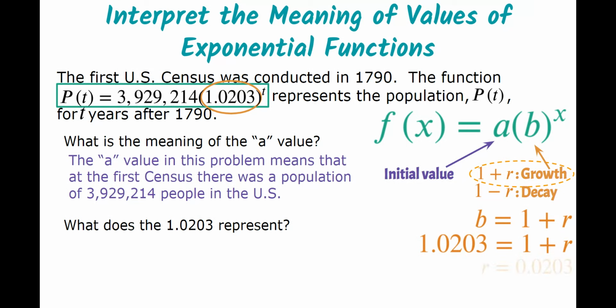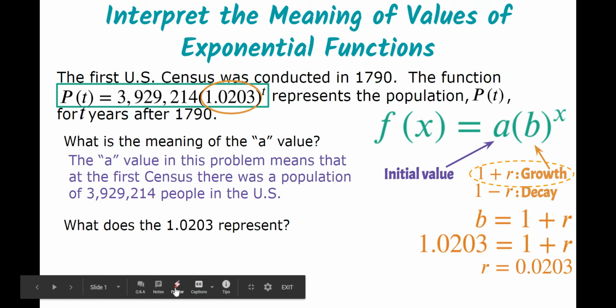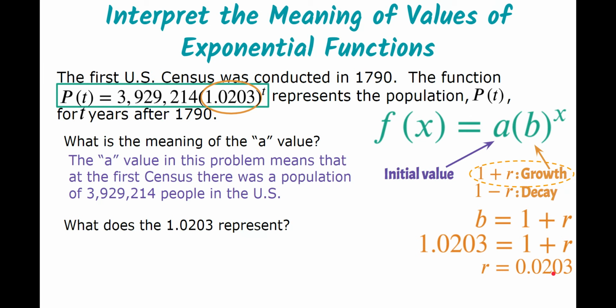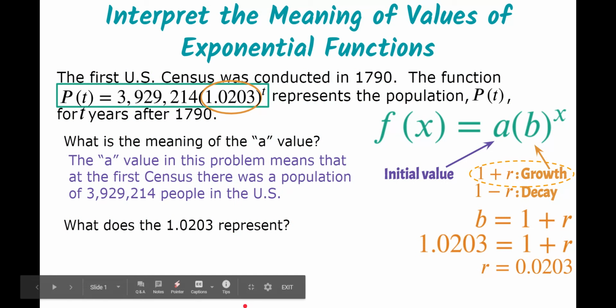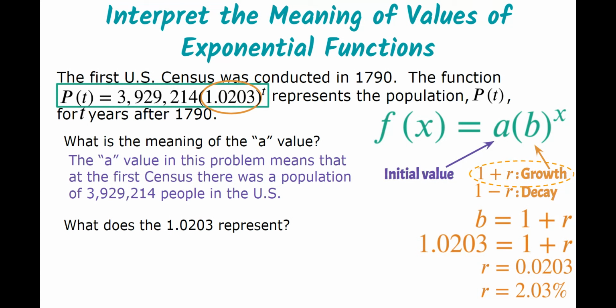So if I subtract 1 from both sides of that equation, we get r equals 0.0203. I want to pull up my pointer here. I want to point at this decimal place. So this point here, if I move that decimal 2 places to the right, that's the shortcut trick to change it from a decimal to a percent. So we can say r is 2.03%. So we can say the population grows, because we said it was a growth, at a rate of 2.03% each year.